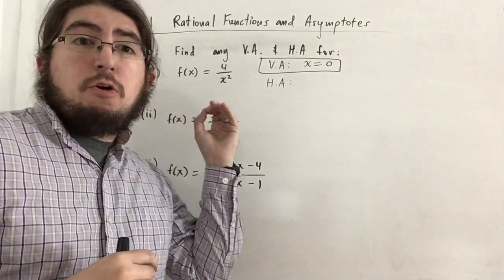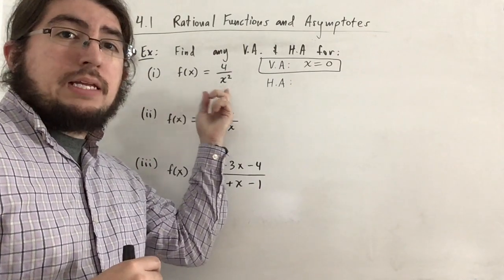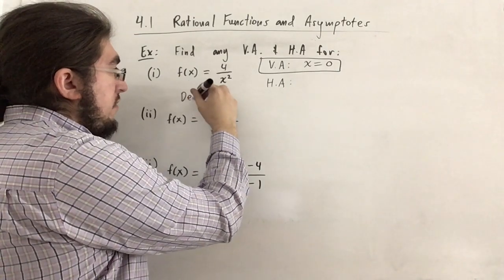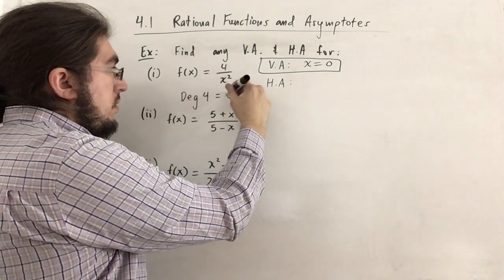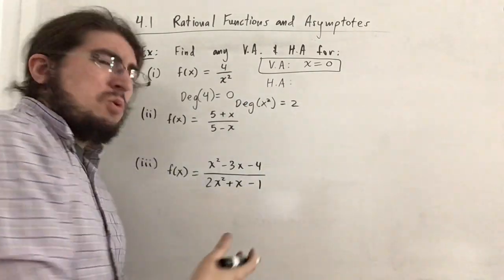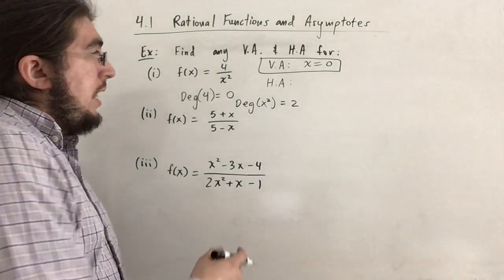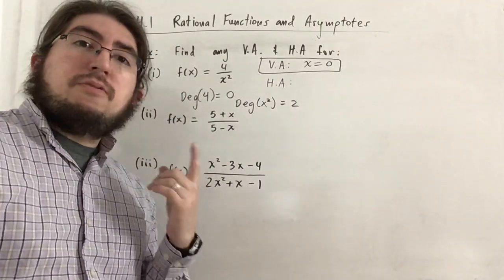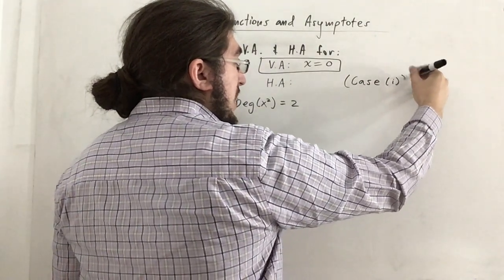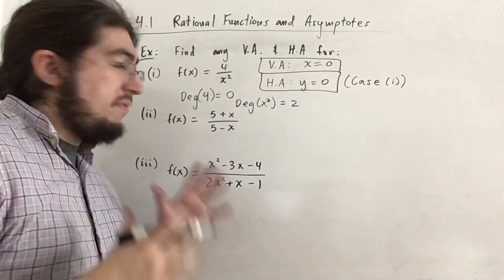Here, the degree of the top is 0 because there's no power of x. The largest power of x here is 0. The power of x on the bottom is 2. So to write things specifically, the degree of the numerator, which is 4, is equal to 0, whereas the degree of the denominator, which is x squared, is equal to 2. So that's what I mean by highest power of x. If there's no power of x, it's a constant, so its degree is taken to be 0. And here, the degree of the top is less than the degree of the bottom, so that was the first case. So this was case 1. And what did case 1 say? Case 1 said that y equals 0 is the horizontal asymptote. And that's it. Perfect, so we're going to follow that procedure.